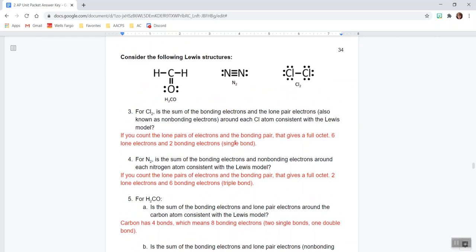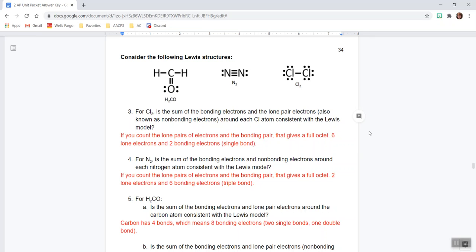So here are a couple of Lewis structures. For chlorine, the sum of the bonding electrons and the lone pair electrons, how is that consistent with the Lewis model? So that makes sense because if you count the lone pairs and the bonding pair, that gives you a full octet. 6 lone electrons and 2 bonding electrons. So this indicates a single bond. For nitrogen, is the sum of bonding and non-bonding consistent? Yes, because we have 6 bonding electrons in the triple bond and 2 non-bonding electrons on each nitrogen, which gives us 8 total.